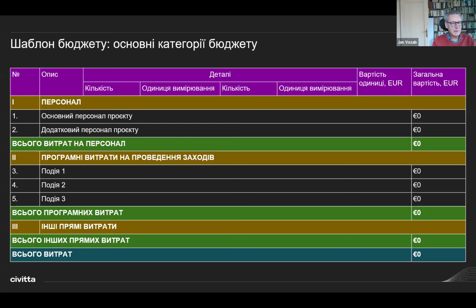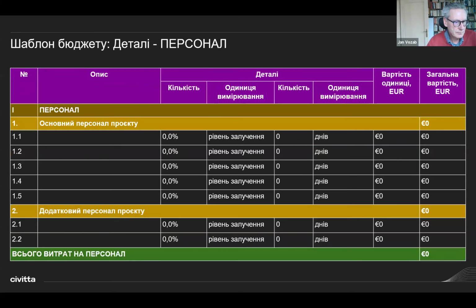And the third category is other direct costs or expenditures, where you put every direct cost which you cannot put into the previous categories. Now I'm going to show you more detailed examples of the structure of the budget. So this is the structure of the budget which you are going to fill in, hopefully, for the personnel costs.